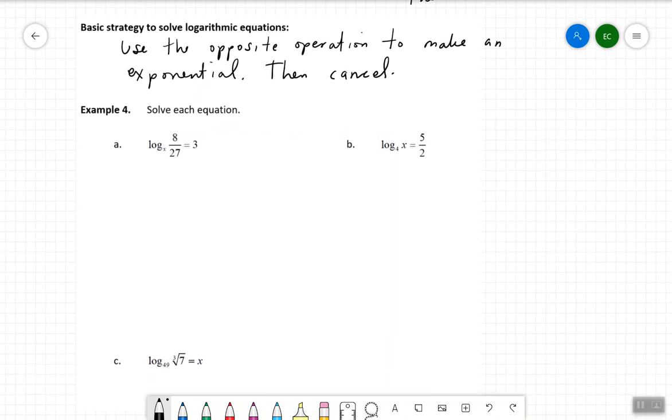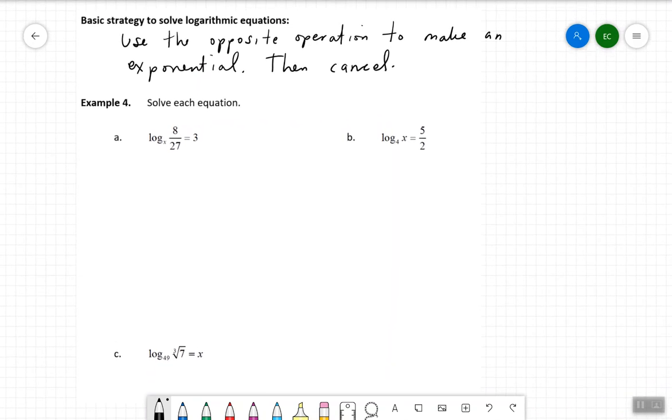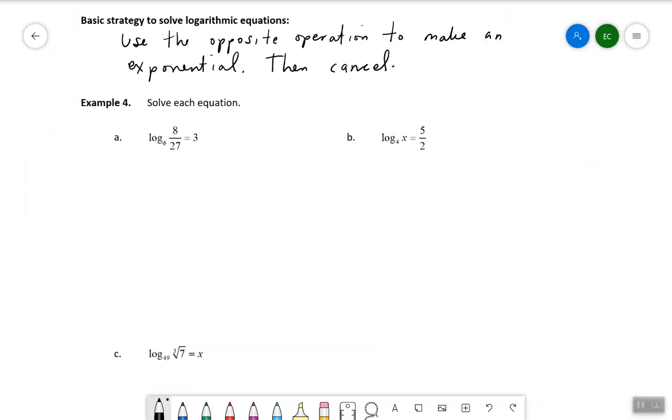Here in example 4a, we have an equation that says log base x of 8 over 27 is equal to 3. And so let's do the opposite operation. If we have a log base x, then the opposite operation is a base x exponential. And so we'll put the base x underneath log base x of 8 over 27.